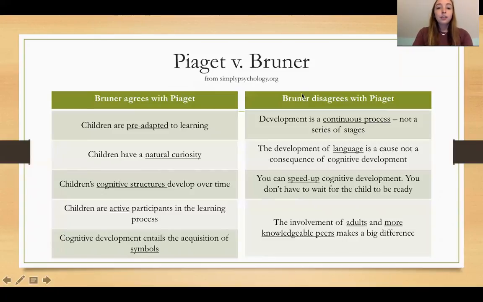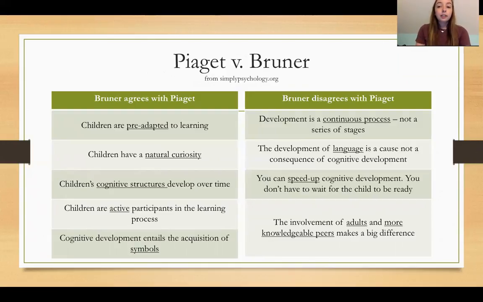This is something I found interesting. It's Piaget, I think that's how you say it, versus Bruner, and I got it from simplypsychology.org. So some of the things that Bruner agrees with Piaget about are that children are pre-adapted to learning, children have a natural curiosity, children's cognitive structures develop over time, children are active participants in the learning process, and cognitive development entails the acquisition of symbols.